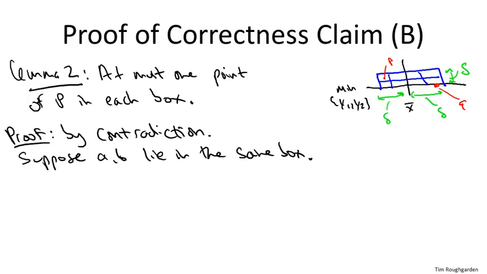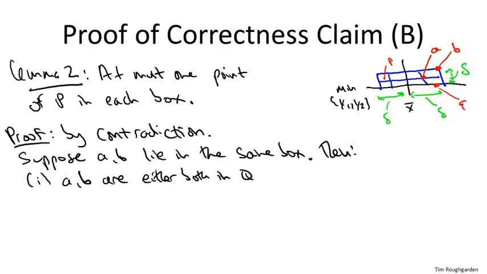So call the points that wind up in the same box A and B. So to the contrary, suppose A and B lie in the same box. So maybe this is A here and this is B here, at antipodal corners of this particular box. So from this supposition, we have 2 consequences. First of all, I claim that A and B lie on the same side of the point set. They're either both in the left side Q or they're both in the right side R.